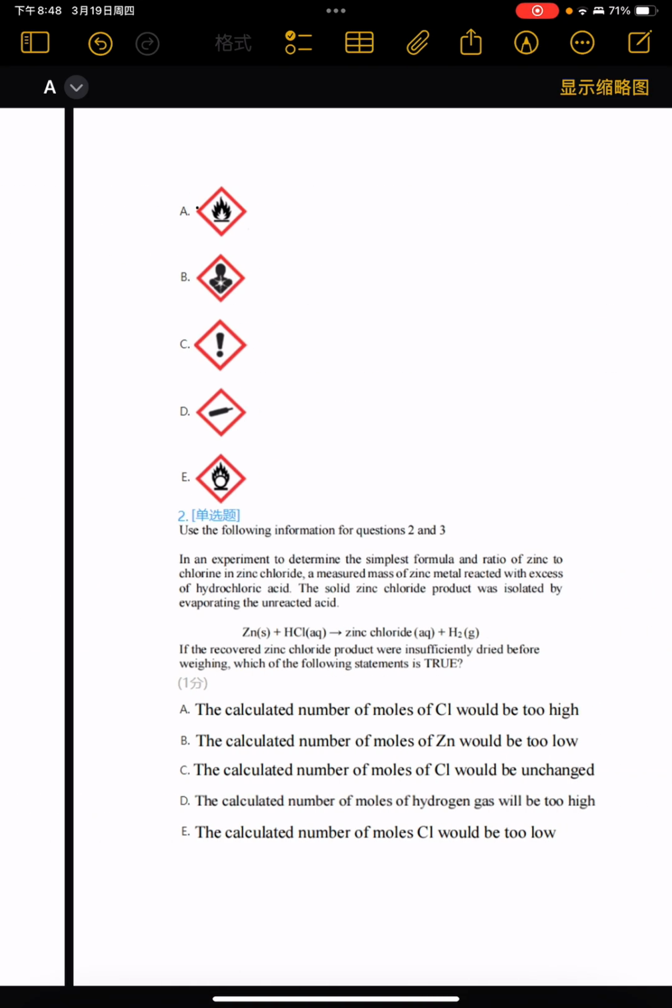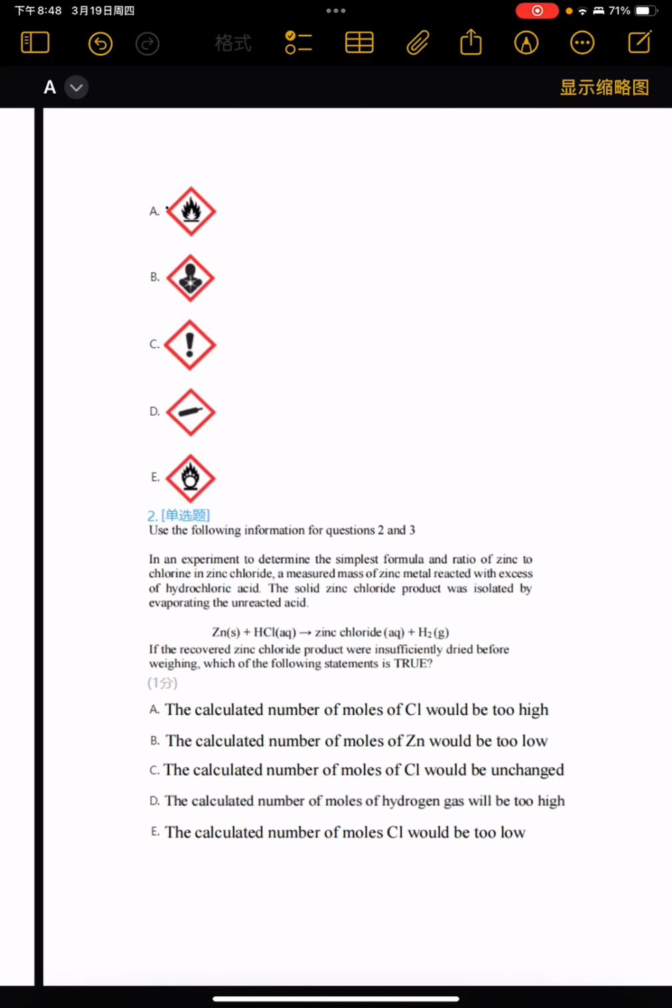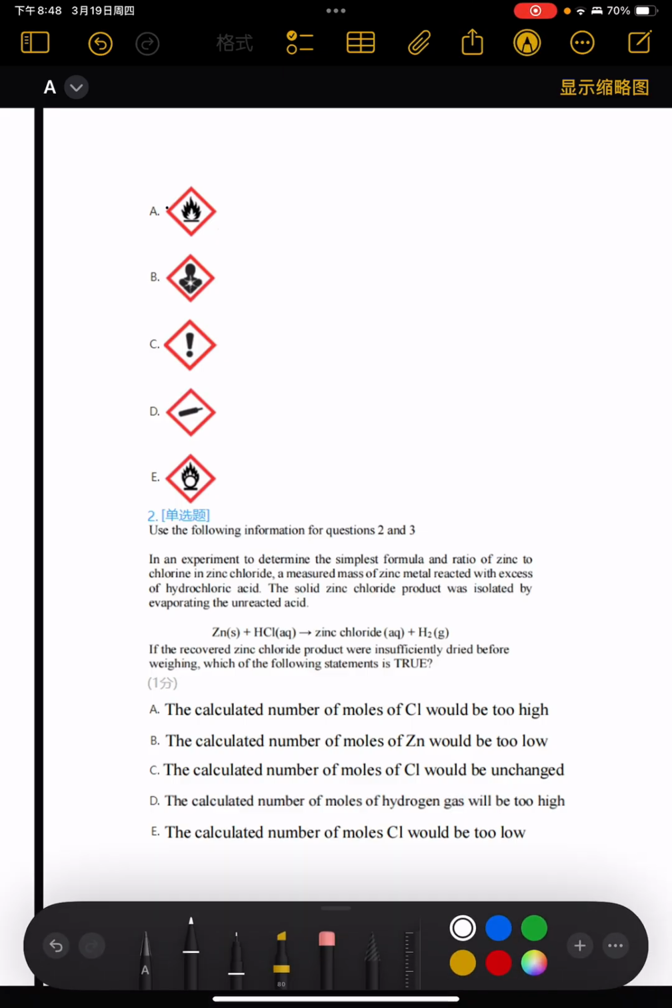So, as we know, helium is an inert compressed gas, which means that the symbol for this would be D. This symbol means that it's a gas under pressure, or like a gas cylinder, and it is used on helium tanks. The other symbols are flammable, toxic, irritant, and oxidizer, which is none of what describes helium.